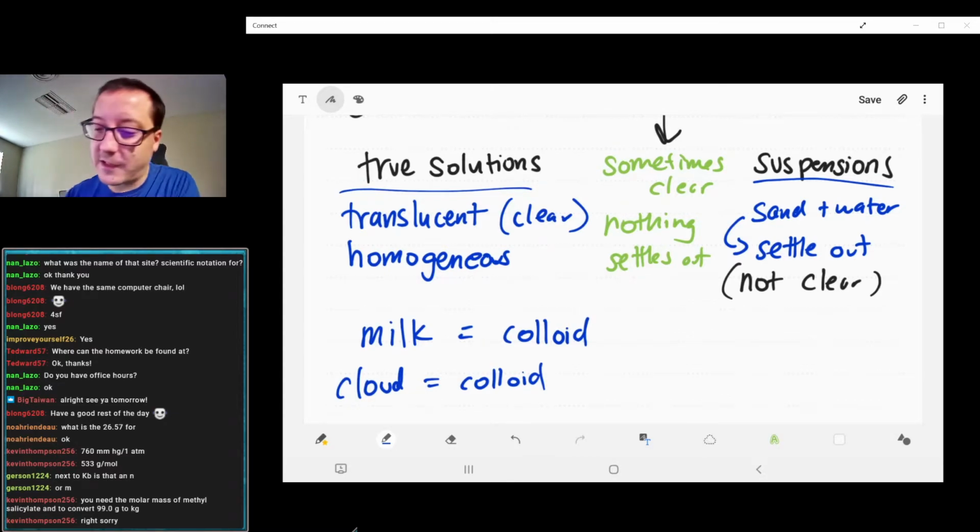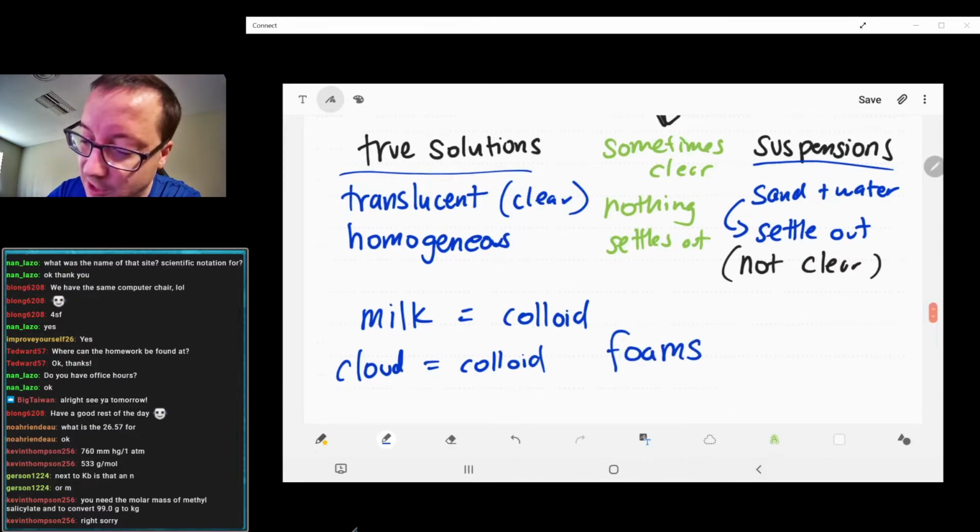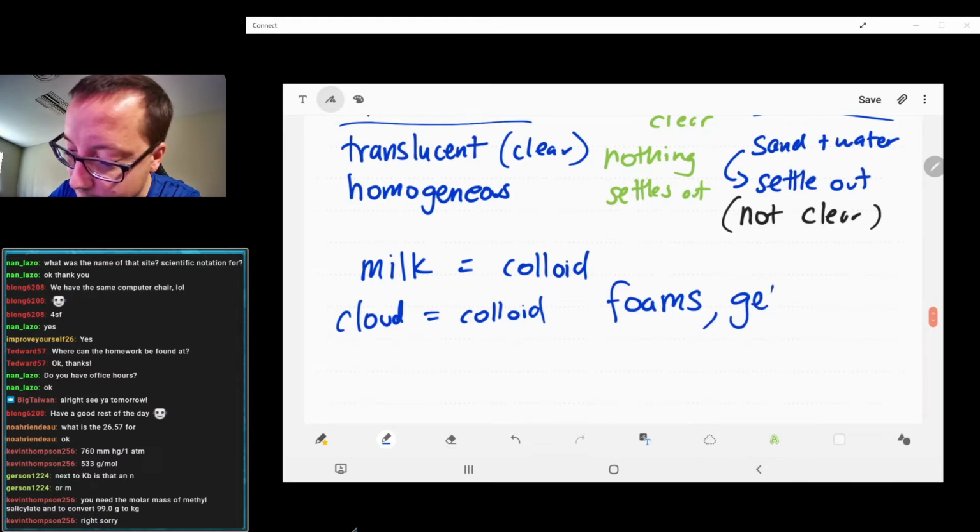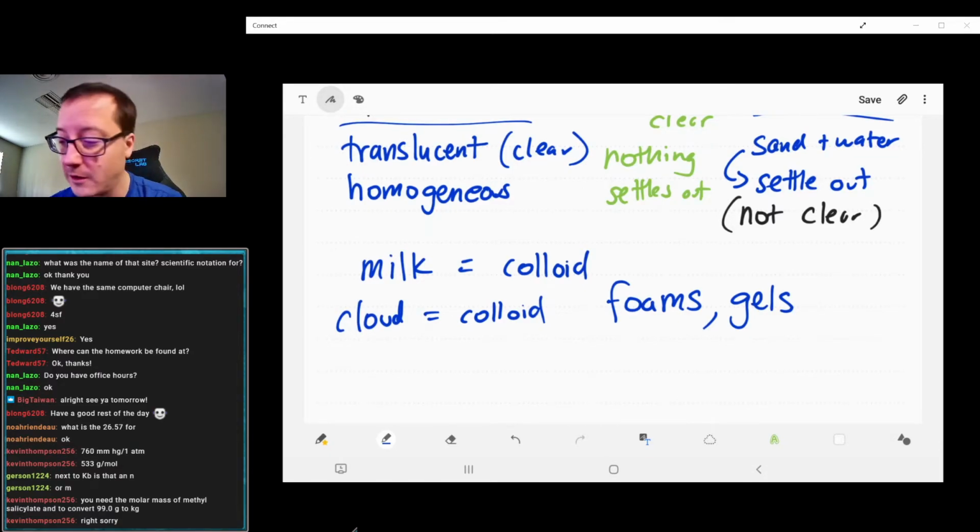So we have tons of other colloids. Foams are often colloids. Gels are colloids. These are examples that we have. So again, with your foam, you're not going to settle out your particles, but you're not able to see through it. Gels, though, you typically can see through. For example, Jello, which is going to be a colloid of gelatin and water, we can see through Jello. So sometimes with colloids, you can see through them.